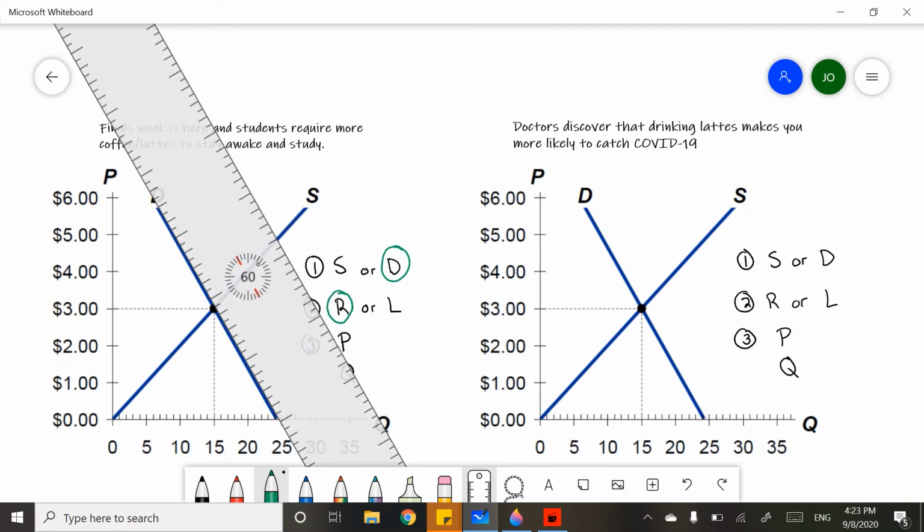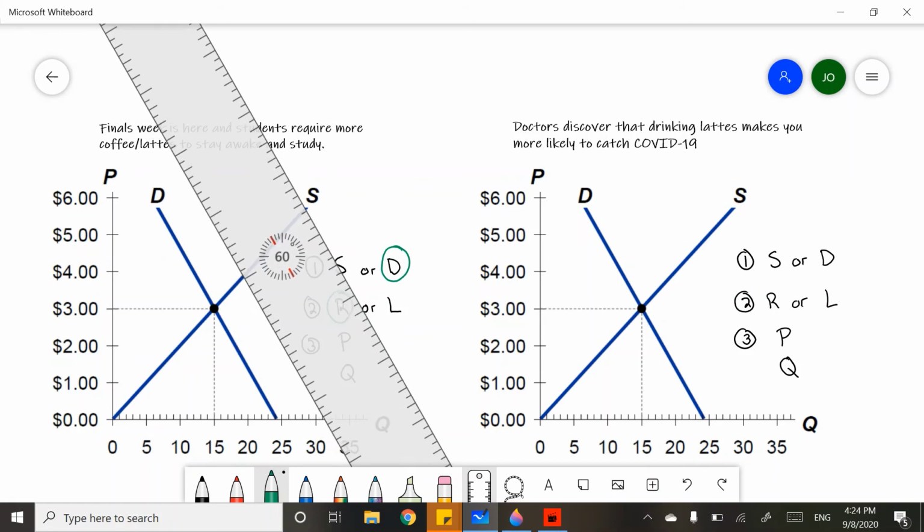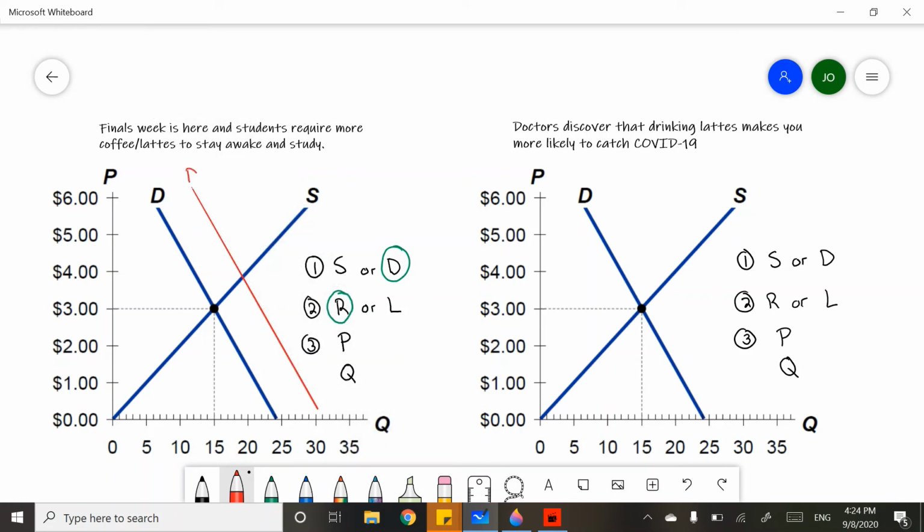If this is my first demand, I will shift it to the right. This is now my new demand number 2. And this is my new equilibrium. Take a moment to analyze what happens to the equilibrium price and quantity. In this case, the price will increase and the quantity will increase.